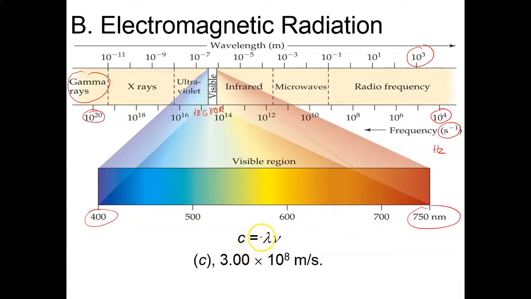And the relationship between lambda and v is such that if you multiply the wavelength times the frequency, you get the speed of light. Speed of light is this. This is how fast light is traveling.